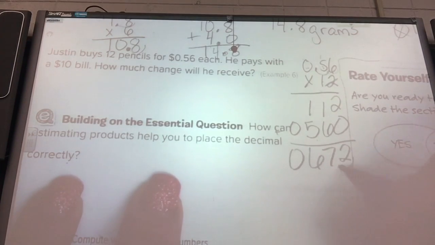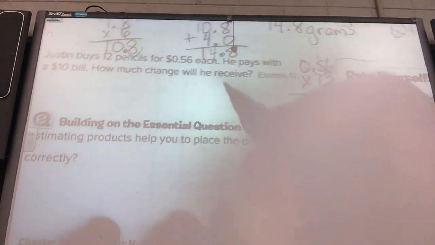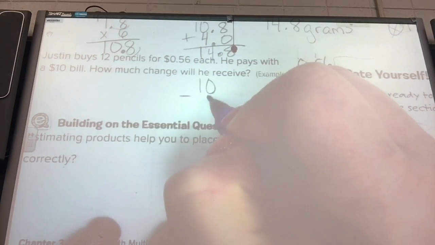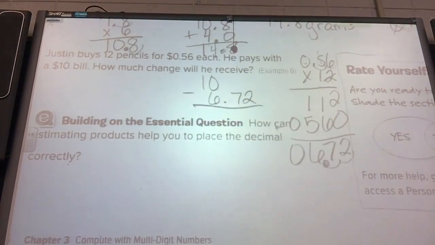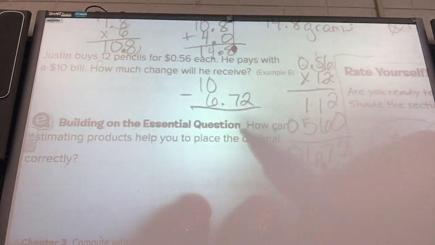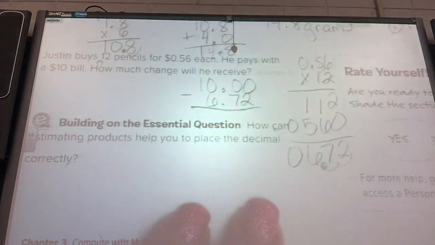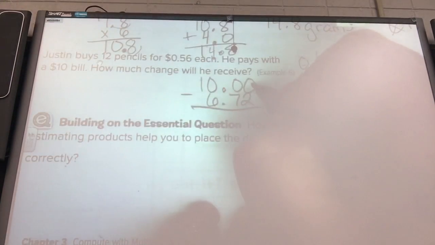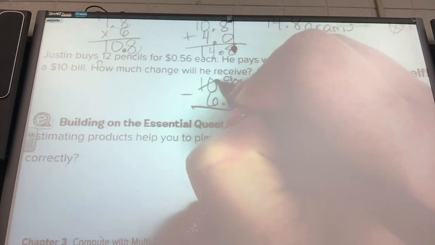Over 2, over 2. So our cost is $6.72. Now, it says that he paid with, how much? $10. So $10 minus $6.72. All right, we have nothing up here. Remember from our subtraction that we can't just leave this with nothing here. We got something to subtract by, so we annex zeros. Fill in those zeros. Now I'm going to borrow 10. This has to become a 9 because there's nothing to borrow from, and that's going to become a 9.